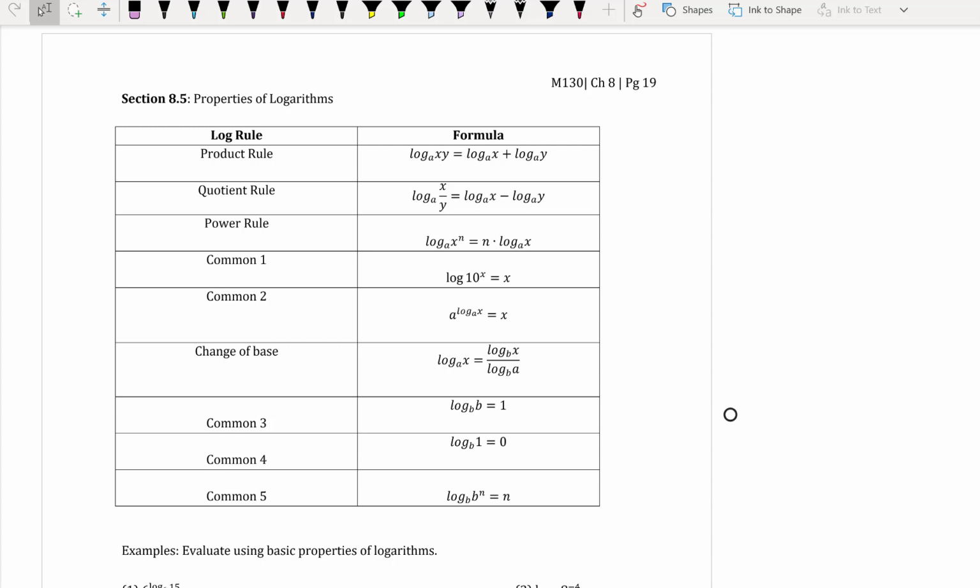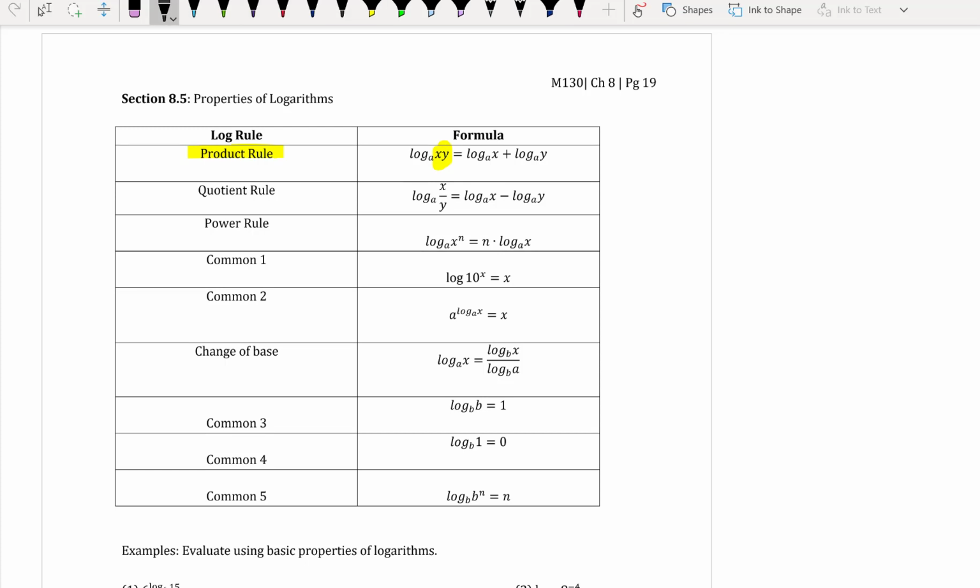So here, we're going to first be introduced to these different properties, so that when we are solving log functions, we have a strategy on how to solve them. We're going to be looking for patterns. So the product rule comes from them being multiplied.